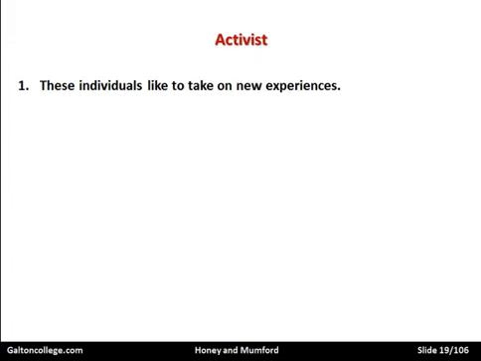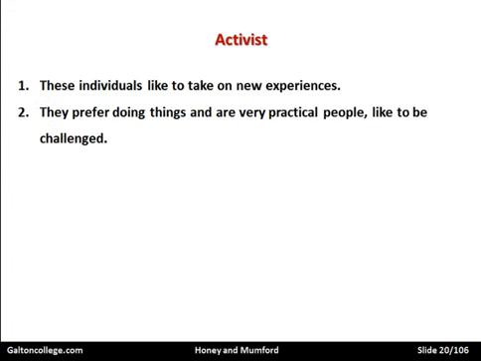So these individuals like to take on new experiences. They're activists. They like new experiences. They prefer doing things that are very practical. They are very practical people, in fact. They like practical work and practical experiences. They like to be challenged, and they like to be confronted by situations and solve practical issues.